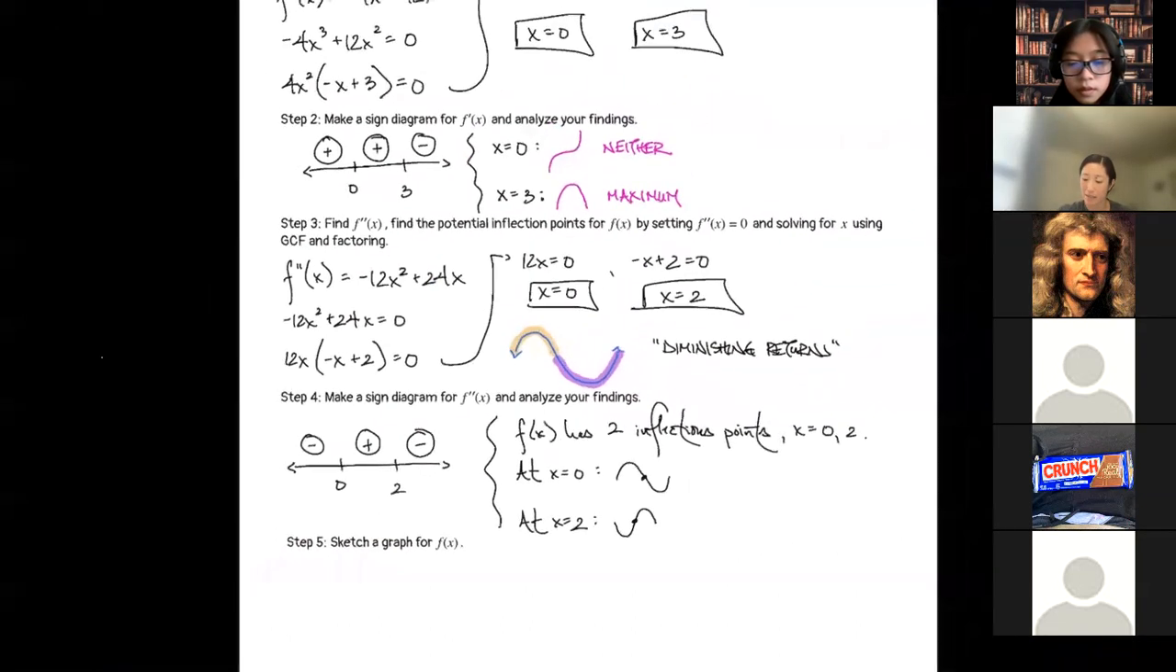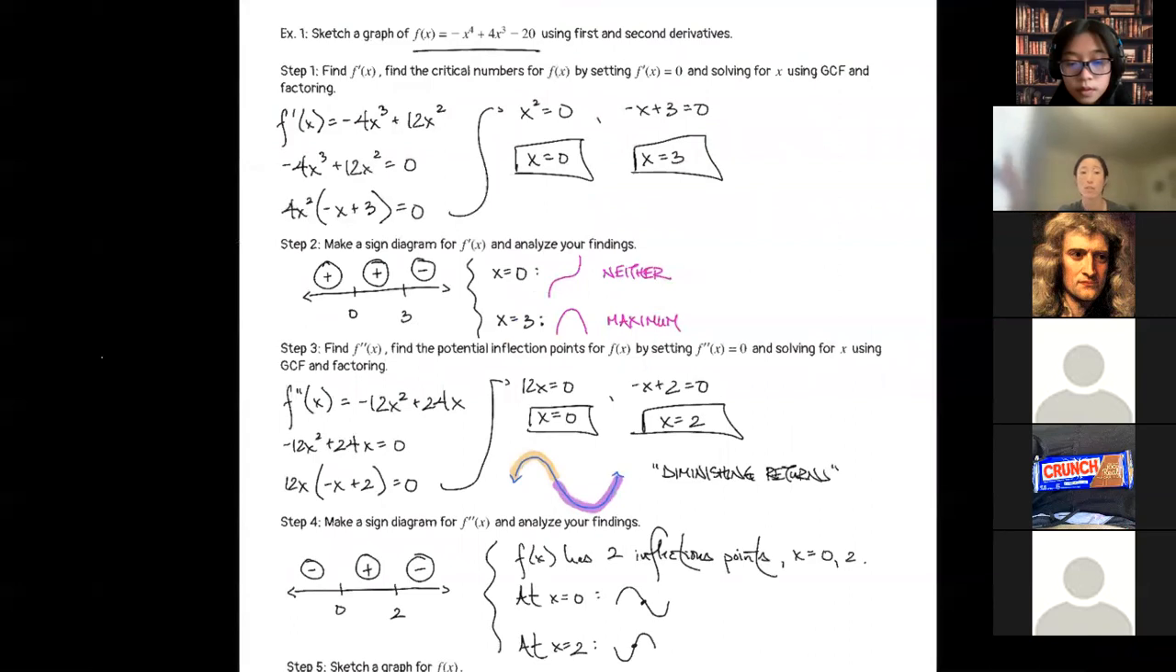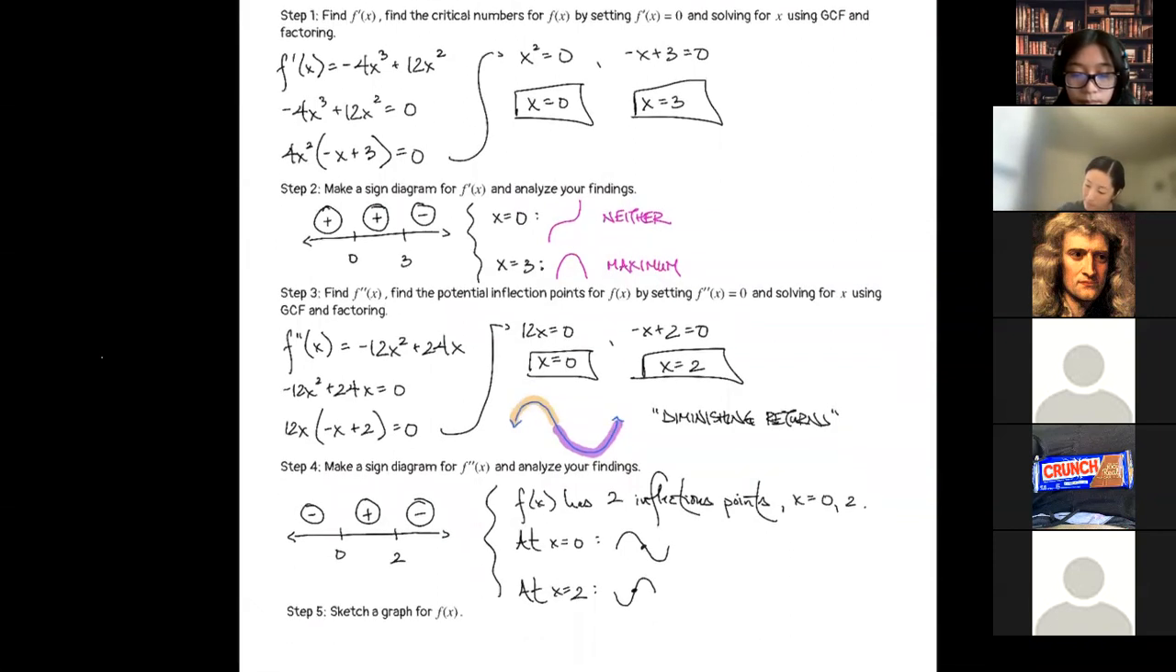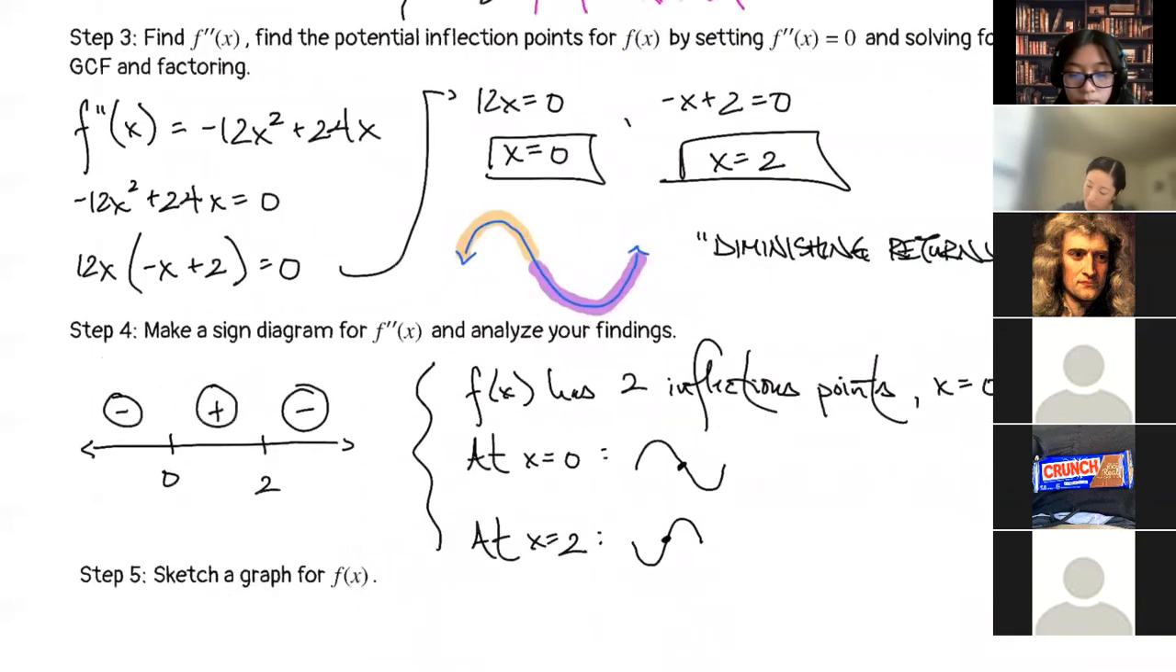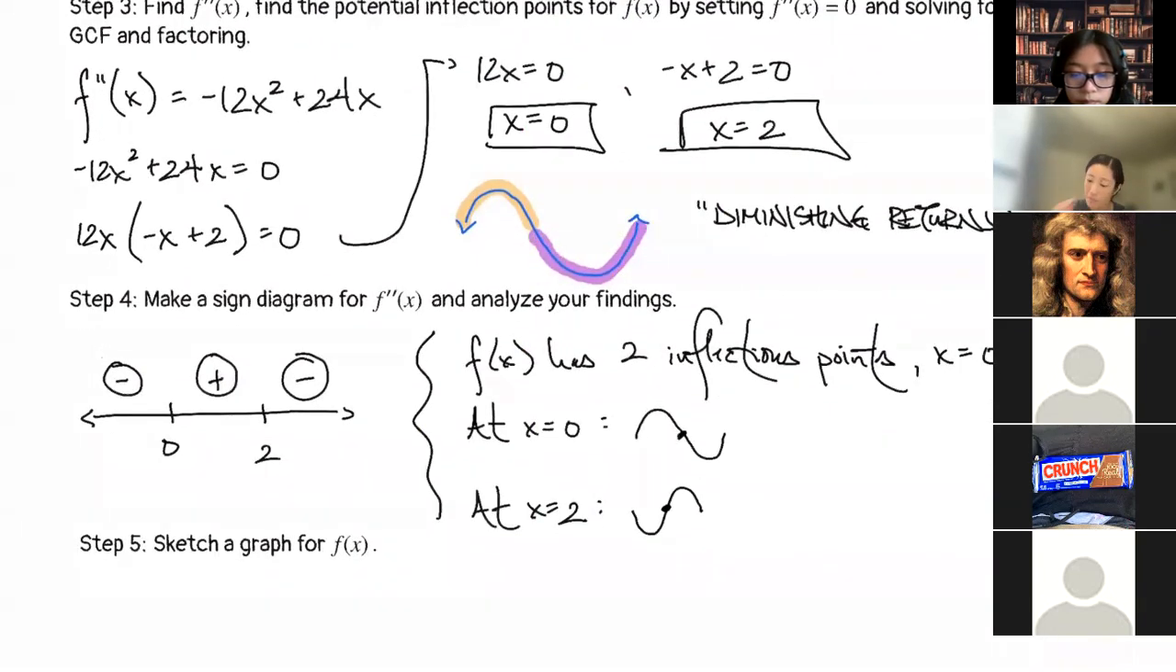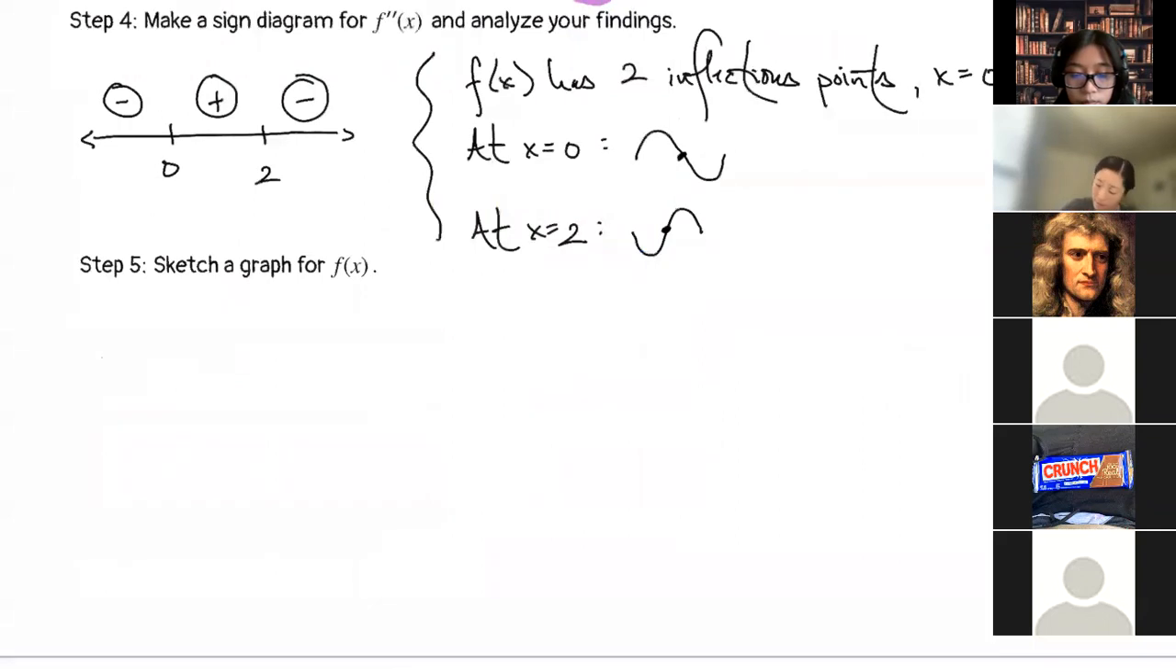So mechanically, this is what we've done. We found some critical points. We determined whether they were maximum, minimum, or neither. We found some inflection points. We determined whether they were concave up to concave down or the other way around. But what we're doing now is we're going to string all of this information together to sketch a graph of f of x.